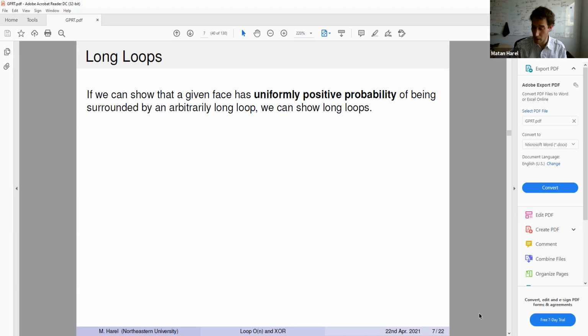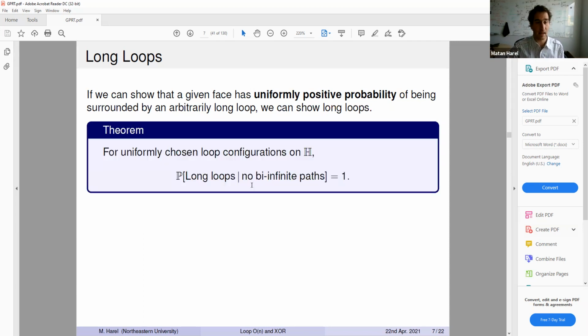And the result is the theorem, which is that long loops in a uniformly chosen loop configuration exist with probability 1, with the annoying caveat, which is not a big deal, that I have to have a priori ruled out infinite percolation. If my loop configuration actually has a bi-infinite path, then the XOR might take the bi-infinite path to just another bi-infinite path. And it's not clear whether a bi-infinite path surrounds the loop or not. It really screws you up if you have bi-infinite paths. So I'm always going to be working conditioning on no bi-infinite path existing. In many cases, you can rule that out a priori. In other cases, we don't know how to do it.